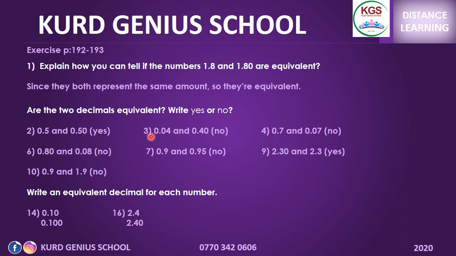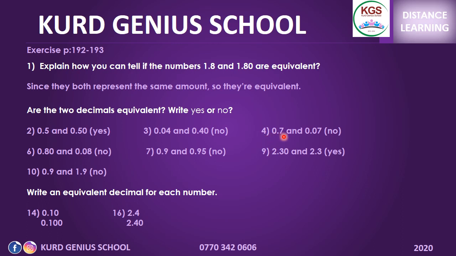Number 3. Here we have 4 hundredths and here we have 40 hundredths. Are these two equivalent? No, because here we have 4 parts out of 100 parts, but here we have 40 parts out of 100 parts. So this is much greater than this one. So we can't say that they are equivalent. No, they are not.